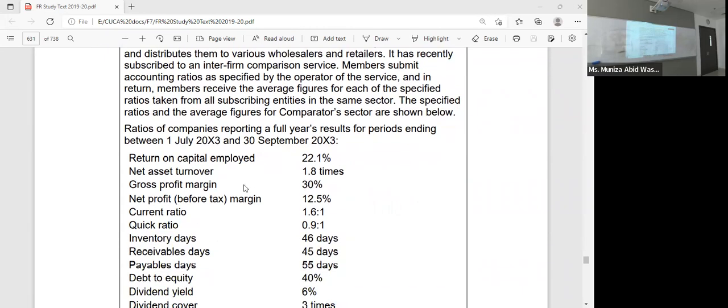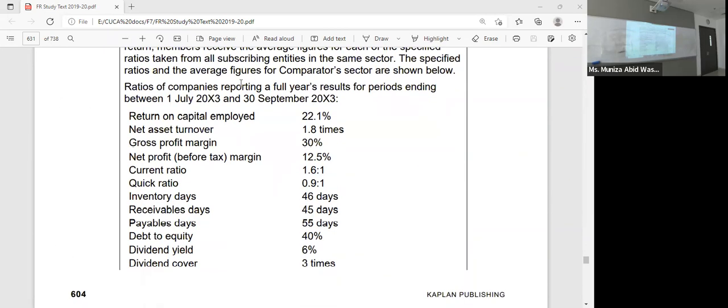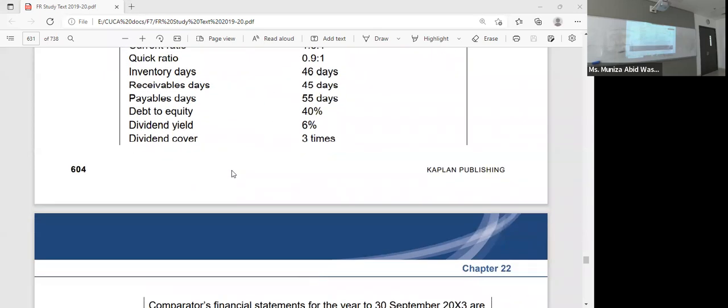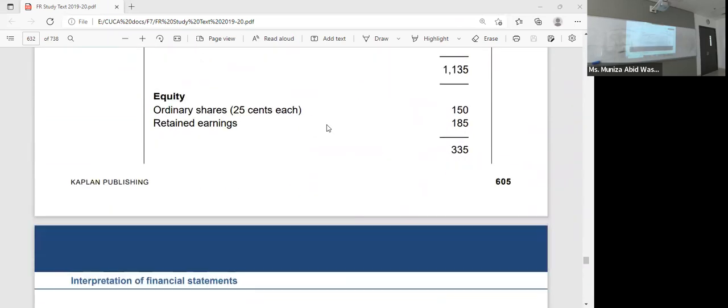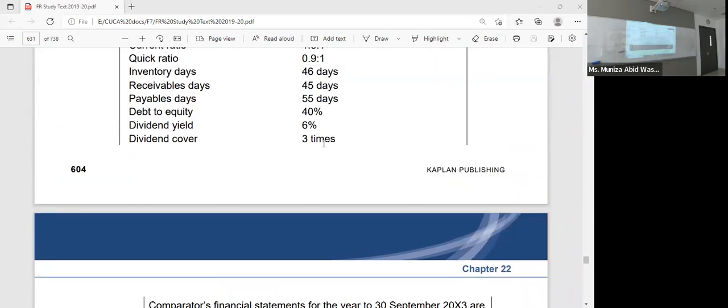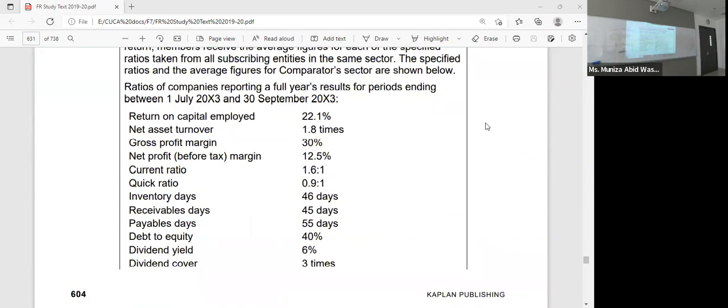So these are the ratios with which you have to compare your calculated ratios. These are the industrial averages, we can say. These are the ratios of the competitors: return on capital employed, net asset turnover, gross profit margin, up till dividend cover. Now, these ratios are already given to you, and you have to calculate these by yourself to compare with them. You have to apply these ratios on the statement of profit or loss and statement of financial position, and then comment on the financial position of the organization. So one by one, start doing it. First, write the formulas for all of these ratios.